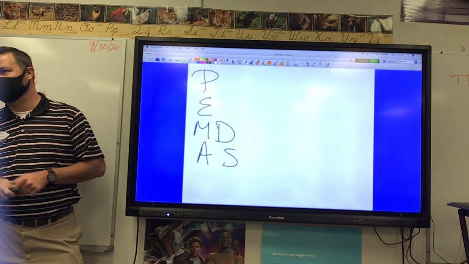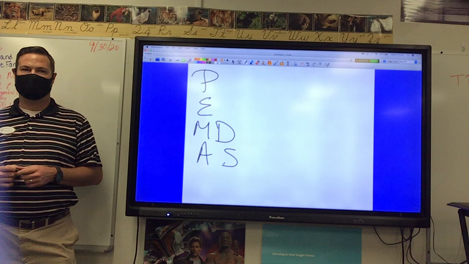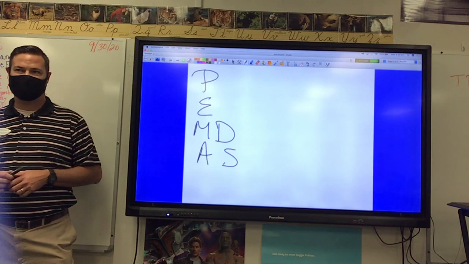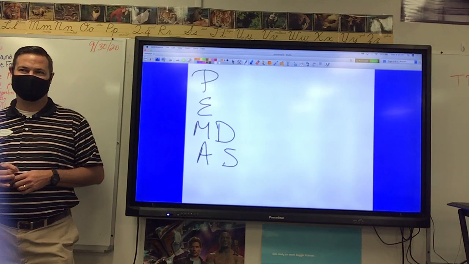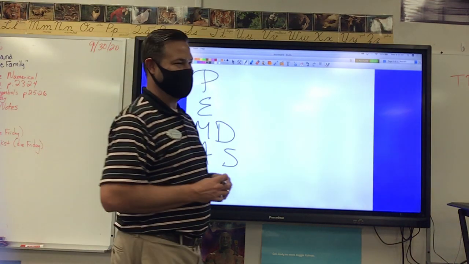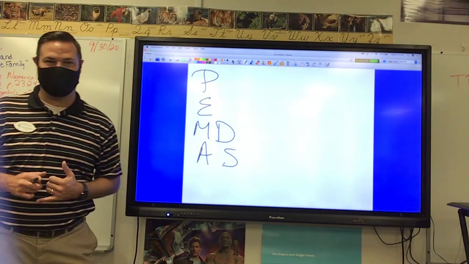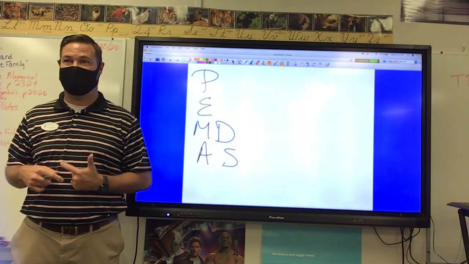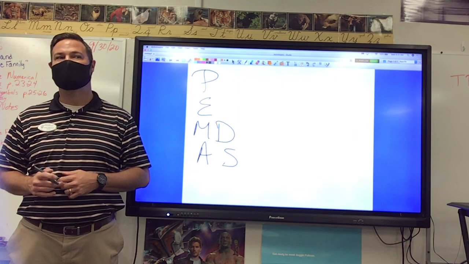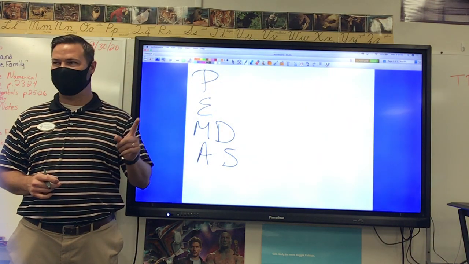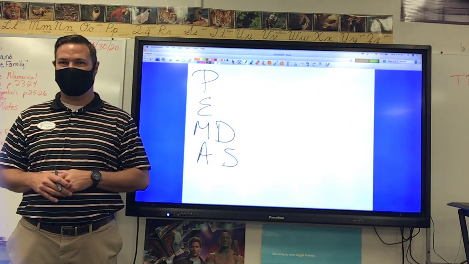Does this look familiar to anybody? No? I know the P is parentheses. And the D is division. There's a little saying that you've probably been taught that helps you figure out what order of operations you have to do. You remember what it was? No, but I remember the E is exponent. Okay. Does anybody remember the saying?